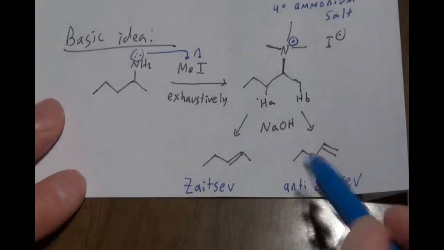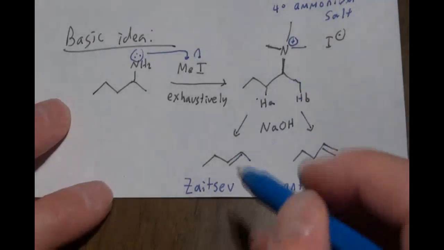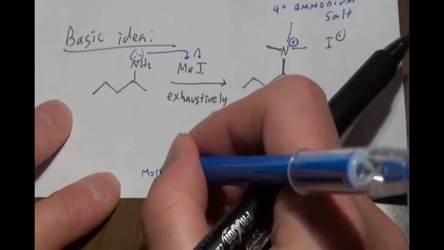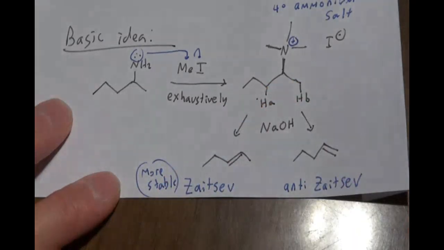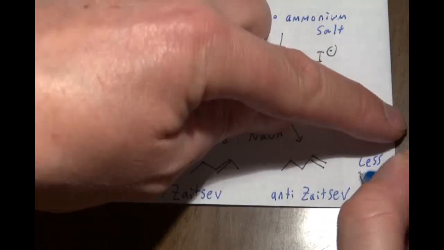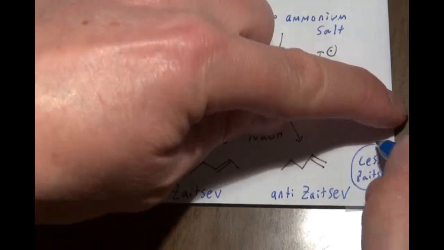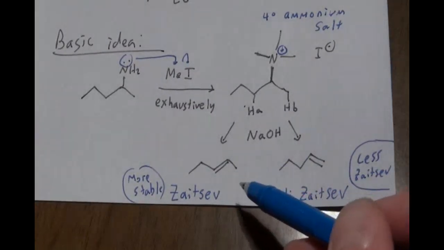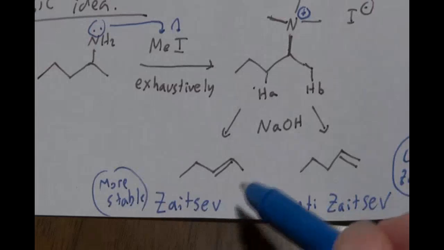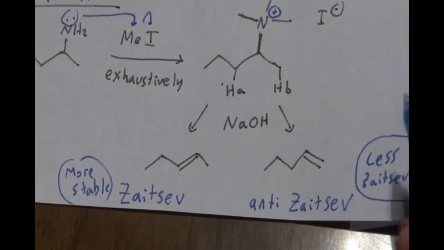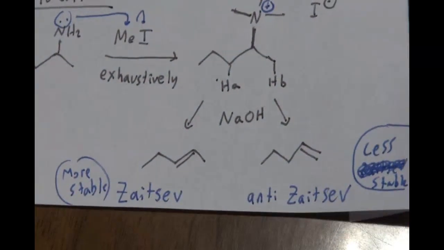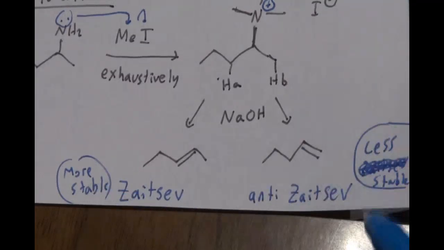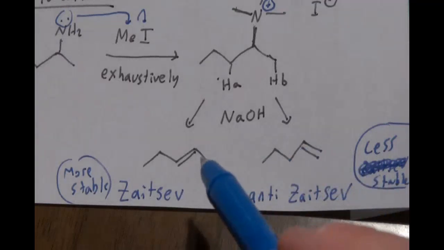And why were they called Zaitsev and anti-Zaitsev? What's the meaning? Zaitsev is more stable. More stable on the left. And the anti-Zaitsev is less stable. Why was this left one more stable, and why was the right one less stable? It is less Zaitsev too, but it's less stable. Okay, so left one's Zaitsev, more stable. Right one's anti-Zaitsev, less stable. And why was the left one more stable?